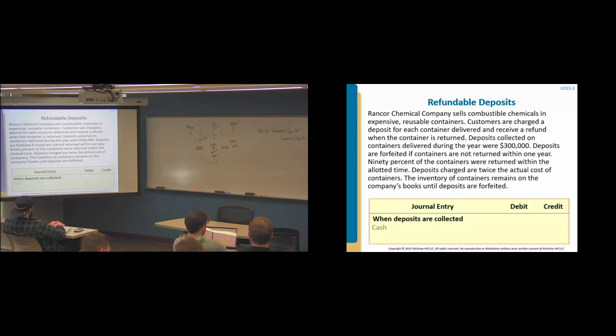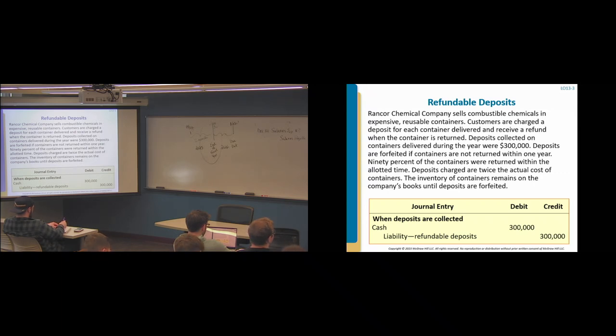All right, so let's see what we got here. Okay, deposits are collected. Pretty straightforward. You debit cash because that's what you received. You credit a liability account. Yeah, again, guys, chapter 13, all about liabilities. Every initial journal entry you make should be a credit to some liability account. That's the title of the chapter. So we'll call it liability refundable deposits. The names of these accounts can vary, so there's nothing special about the name.